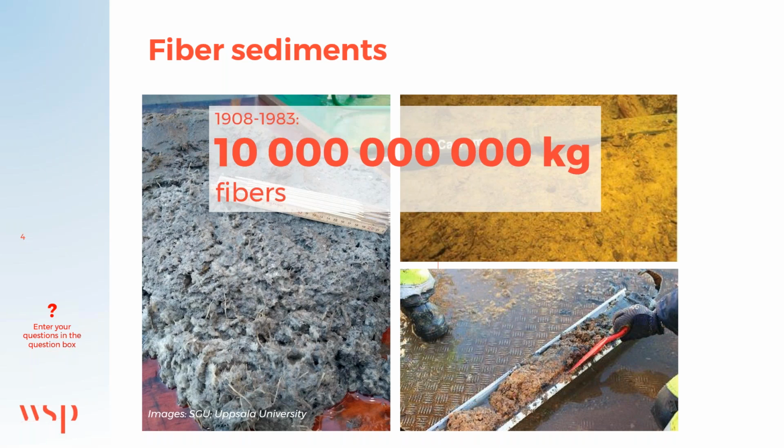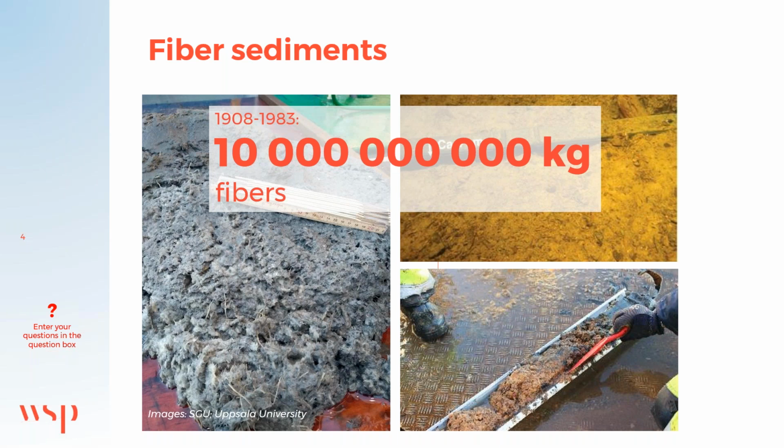It has been estimated that between 1908 and 1983, Swedish paper and pulp mills released 10 million tons or 10 billion kilograms of fibers into Swedish water bodies. And when the wood fibers land on the seafloor, they are decomposed by microorganisms, a process that uses oxygen and thus creates oxygen depletion, which on its own is an environmental problem.